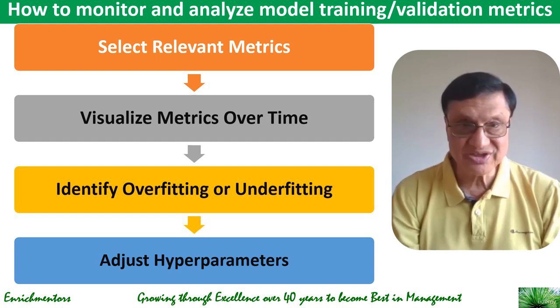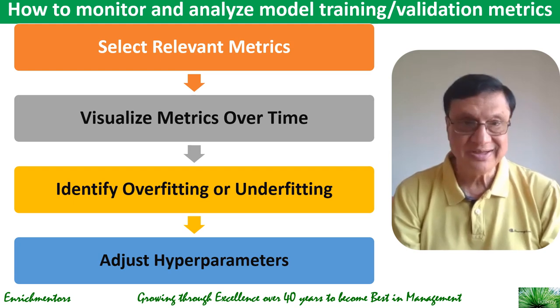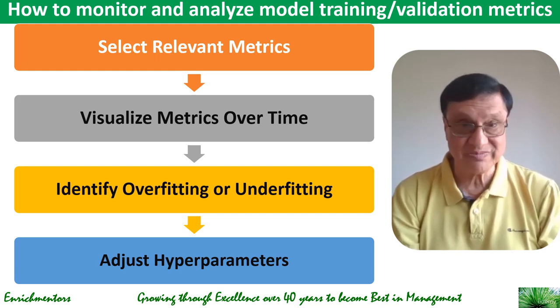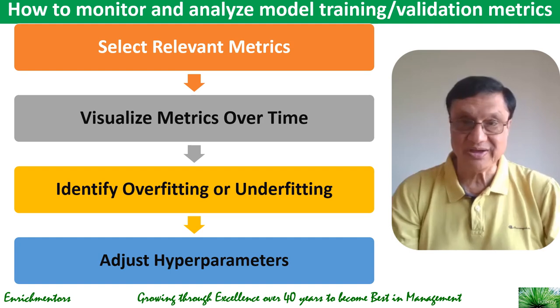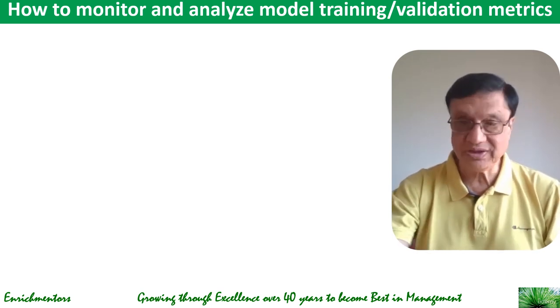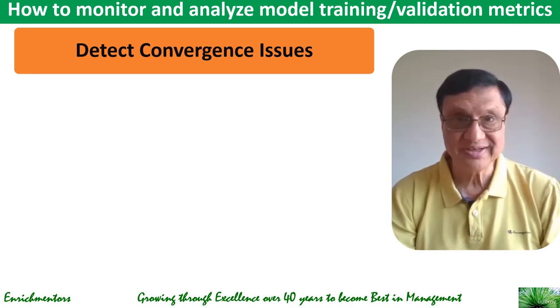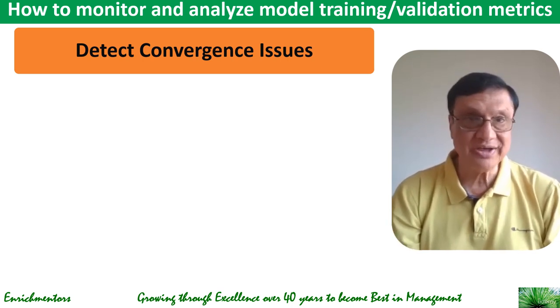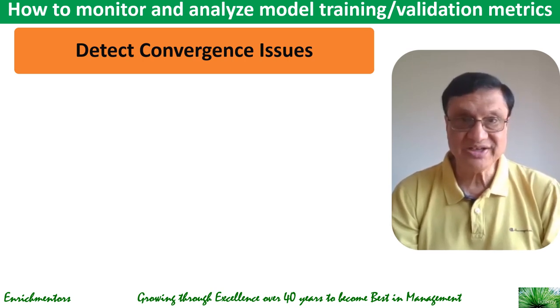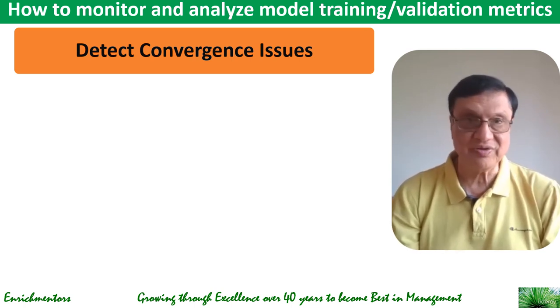Use techniques like grid search, random search, Bayesian optimization to systematically search the hyperparameter space, as we had explained earlier, and find the optimal configuration. Then you check for signs of convergence issues. Detect convergence issues such as slow convergence, oscillation, or plateauing in the training and validation metrics. Adjust the learning rate, batch size, or other optimization parameters to improve convergence and accelerate training.